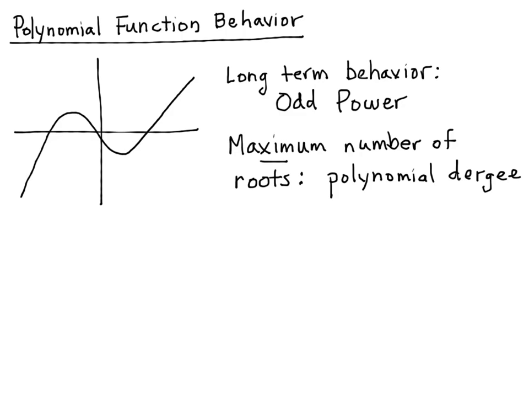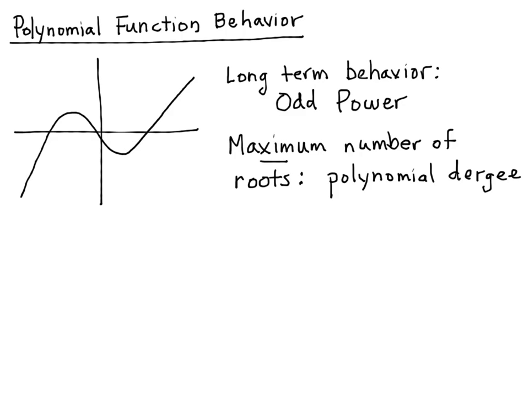Now, the thing about the even numbers is that it's possible, like if you have x squared plus 1, there's no root, right? There's no value of x that you can put in x squared plus 1 that'll equal 0, because the smallest x squared can be is 0, and 0 plus 1 is 1, so that's the minimum value.